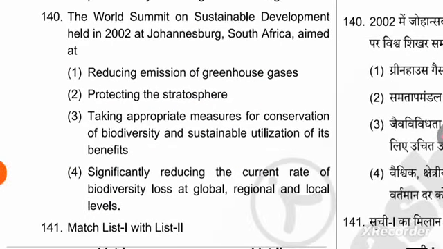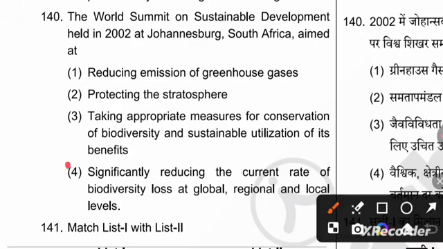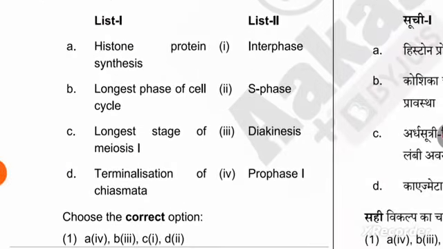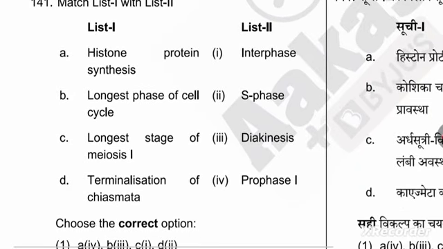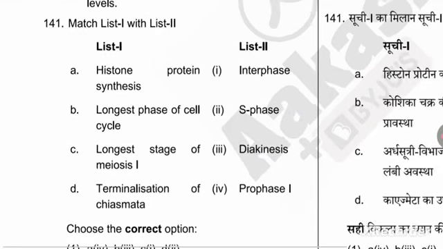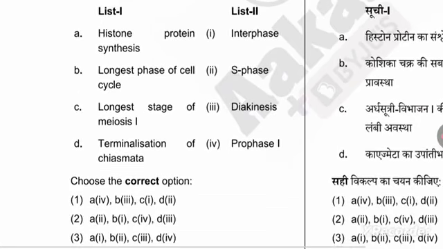The World Summit on Sustainable Development held in 2002 at Johannesburg, South Africa, the main aim of this meeting is significantly reducing the current rate of biodiversity loss at global, regional and local level. Let us match the following. Statement 1, list 1 with list 2. List 1 with list 2 we are going to match in 141 question. Let us match, children.